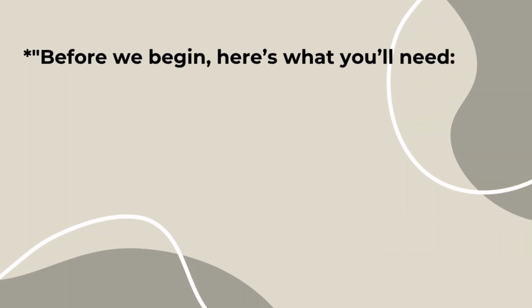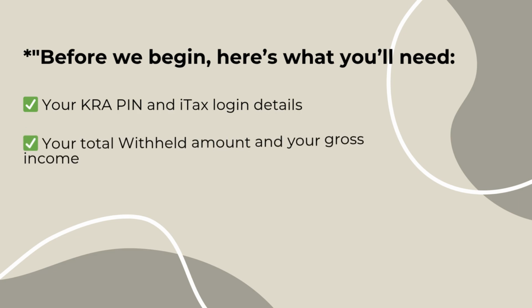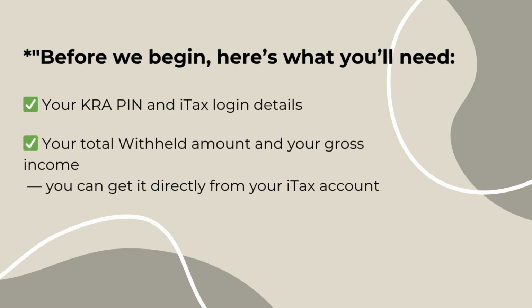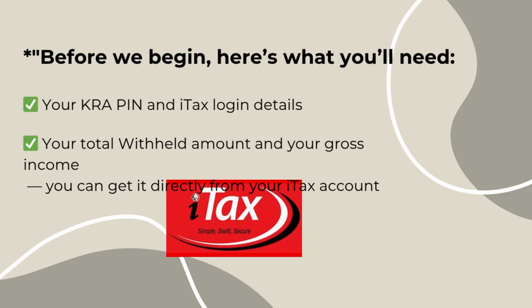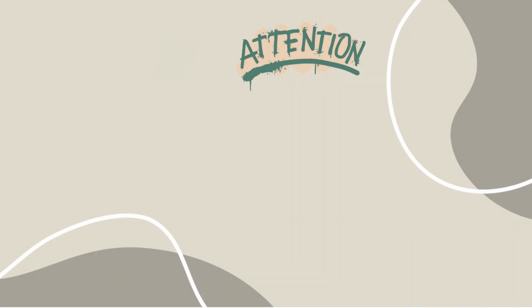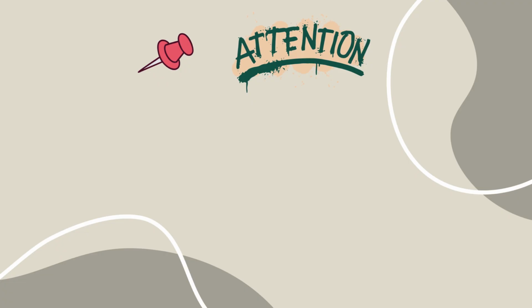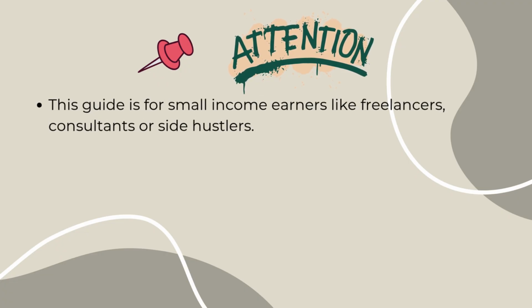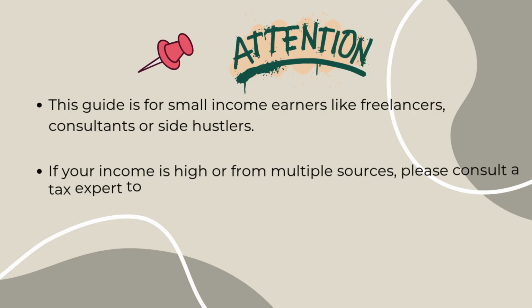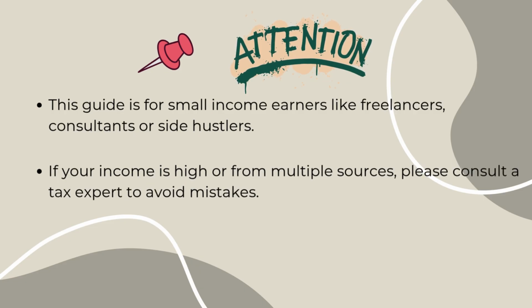Now, before we begin, here is what you will need. Number one, you'll need your KRA PIN and iTax login details, and then you'll need your total withheld amount and your gross income, which you can get directly from your iTax account. Kindly note this video is best suited for small income earners. If you earn large amounts through withholding tax, it's best to consult a tax professional or an accountant to help you file correctly and avoid costly mistakes.